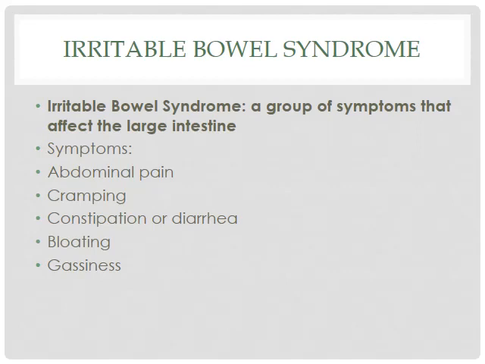Next, we're going to talk about irritable bowel syndrome. Irritable bowel syndrome is a group of symptoms that affect the large intestine. Symptoms include abdominal pain, cramping, constipation or diarrhea, bloating, and gassiness.